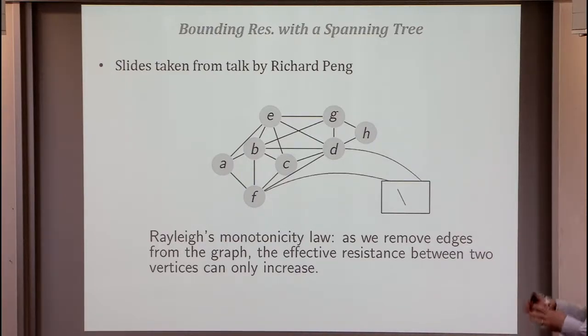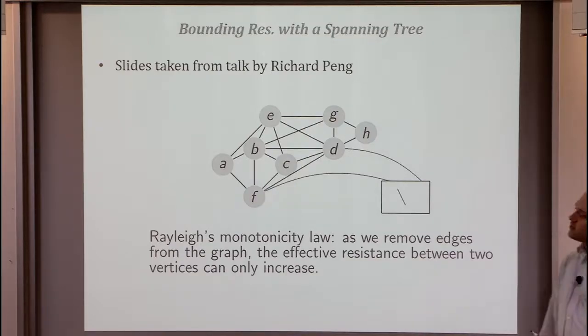And the Rayleigh monotonicity law, it's an effective resistance assertion, which just says that if I take edges out of the graph, if I cut wires, I only make the effective resistance bigger. Right? Like if I take away options, I can't make the optimization problem have a better answer.